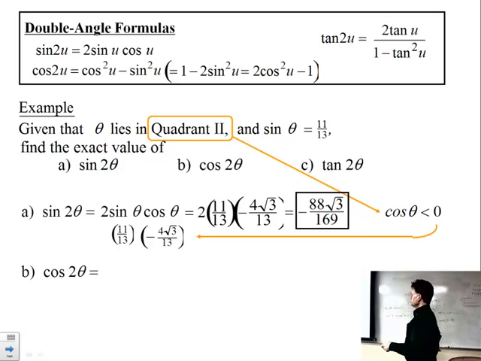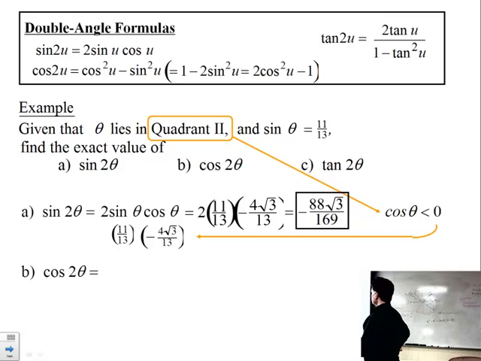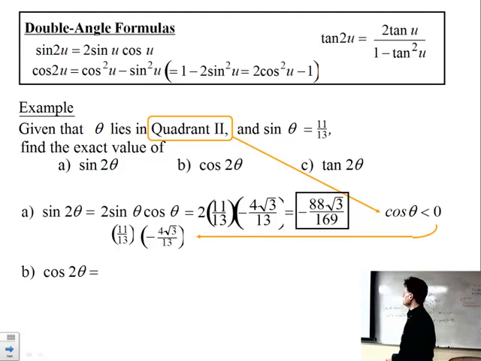All right, so sine of 2 theta is 2 sine theta cosine theta. Cosine of theta is negative. So if you draw a triangle and use the Pythagorean theorem, you get that cosine of theta is minus 4 root 3 over 13. Plugging that in and simplifying, it's minus 88 root 3 over 169. Okay, so that's an exact expression for sine of 2 theta.